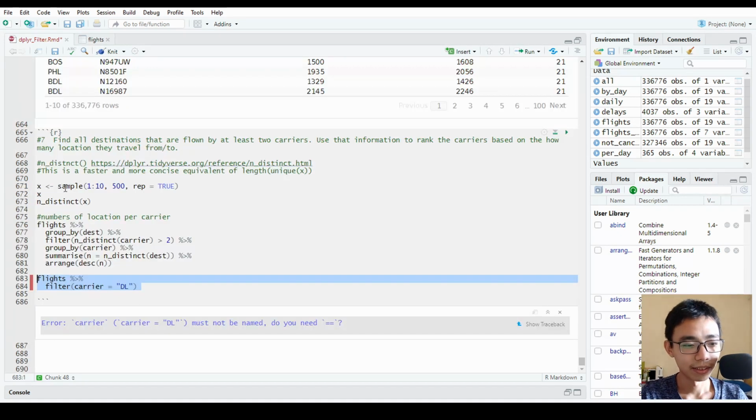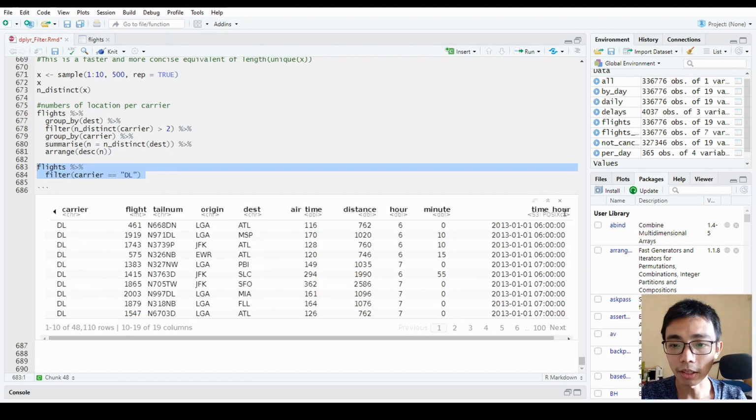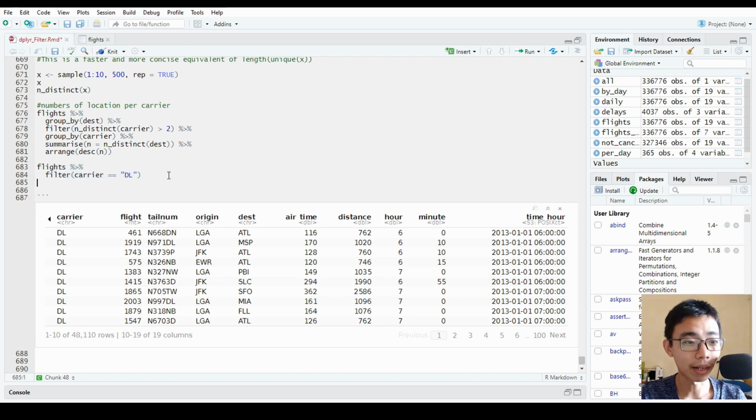Okay, DL, yeah, equals. So that's basically it. We have 48,000 rows. Now we need to see all the destinations, right? So we summarize the unique destinations that we have, and we should be fine.